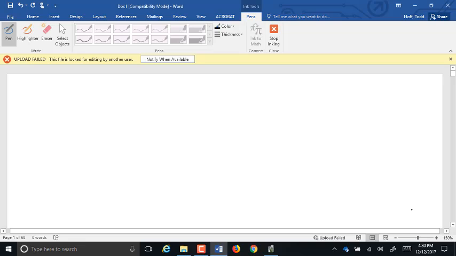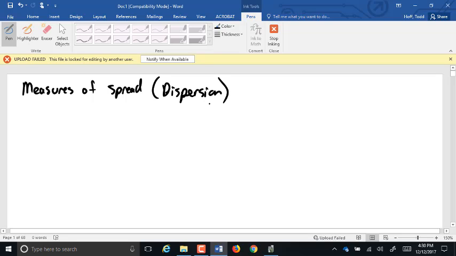So let's roll. So now we're going to look at measures of spread, sometimes referred to as measures of dispersion, how the numbers are dispersed. So I'm going to look at a set of numbers here, and I am going to put them in order from smallest to largest. Let's do 7, 14, 15, 17, and 22.